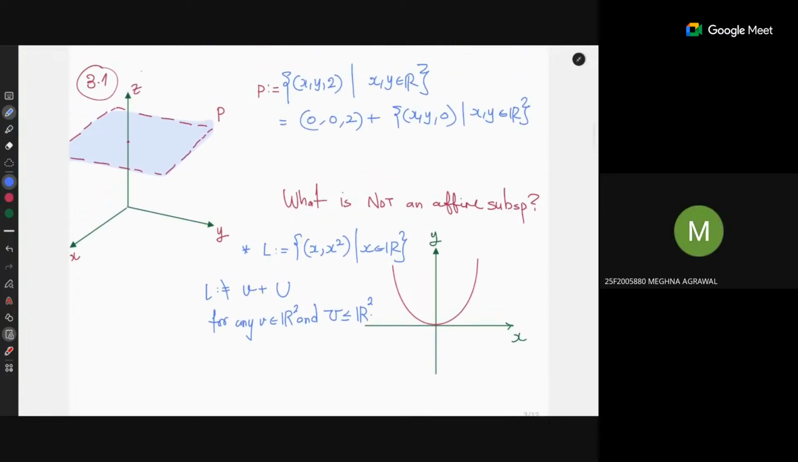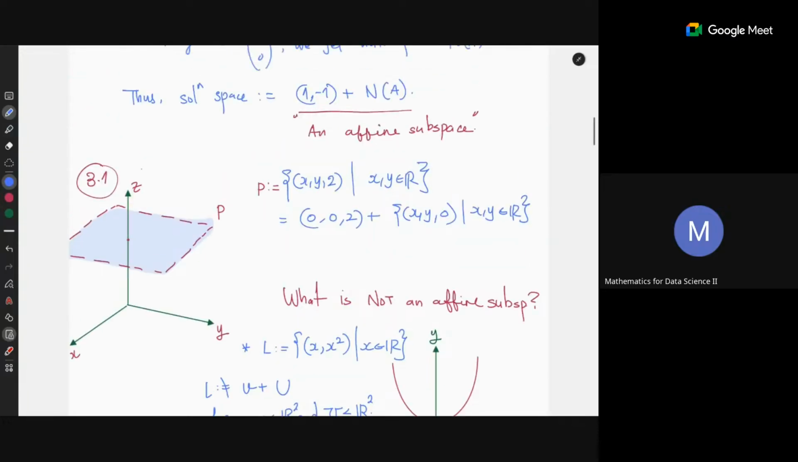So, for R2, only lines that pass through the origin can be subspaces. If we have any other shape, like any other curve, any other polynomial that is not in the form of a line, then that won't be an affine subspace. Yes, because an affine subspace is a translation of a subspace. So the translation of a line must be a line. It cannot be the image of some polynomial. Yes. Thank you, sir.